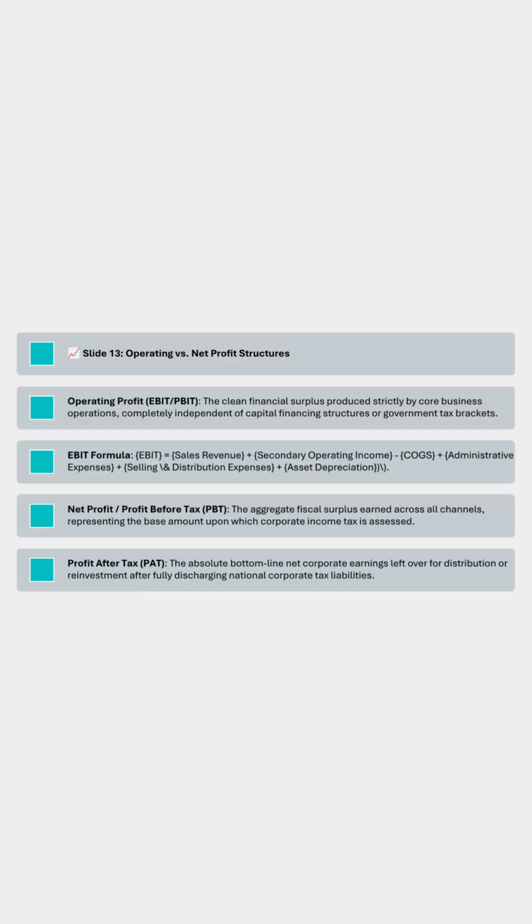On slide 13, we step beyond trading margins to evaluate operational efficiency through operating profit, commonly called EBIT, earnings before interest and taxes. EBIT tells a manager how well the core business engine is running, regardless of how the company is financed or taxed. To calculate EBIT, we take sales revenue, add any minor secondary operating income, and subtract COGS, administration overheads, selling costs, and asset depreciation. Notice that bank interest is excluded here.